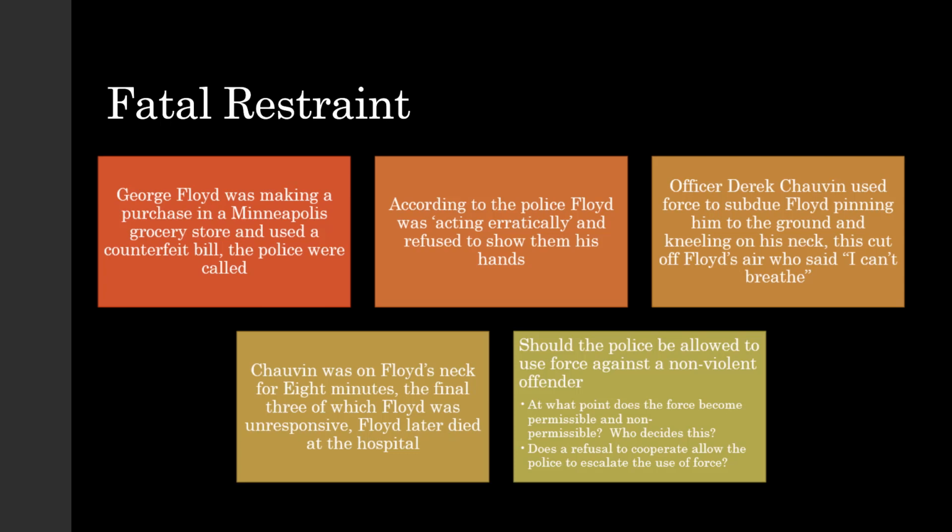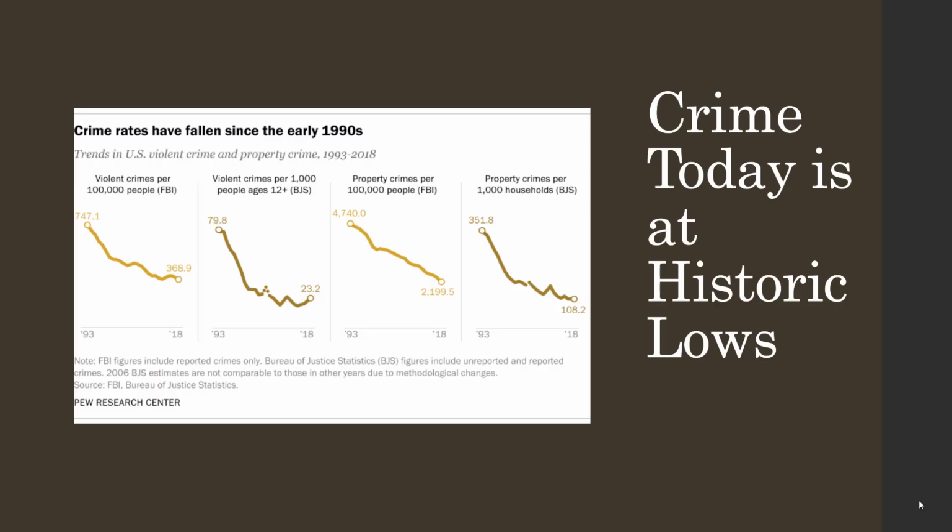So what do we do when someone refuses to cooperate? How much force should we use? And these are all legitimate questions, and they go to all sorts of things we're going to look at in this chapter, like what a crime is, what's proper behavior, what rights people have. Okay, one of the things, if we look at this slide here, is trends in U.S. violent crime and property crime for the last, oh gosh, almost 30 years, from 1993 to 2018.